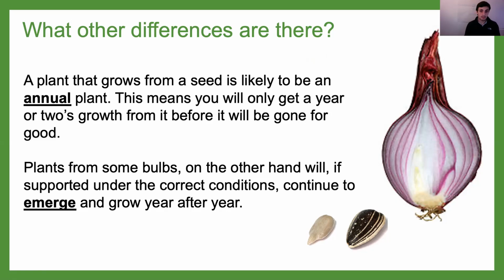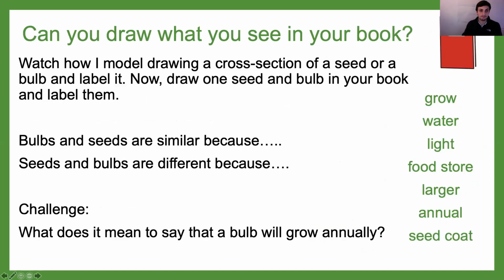But plants from some bulbs, on the other hand, if supported under the correct conditions, can continue to grow and regrow year after year. And I used to see this in my nan and granddad's back garden. I would see that come springtime, new shoots from the bulb start growing again, where it's almost been recycled.